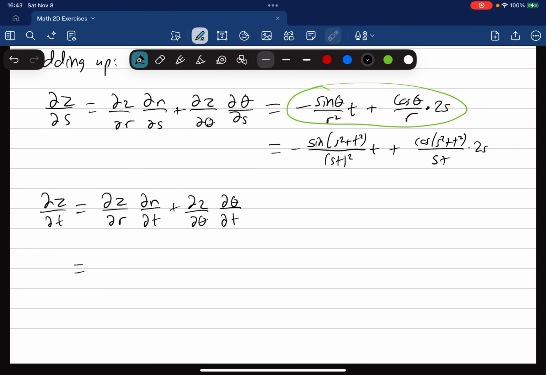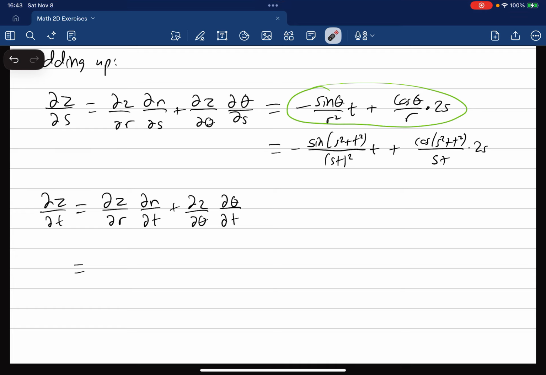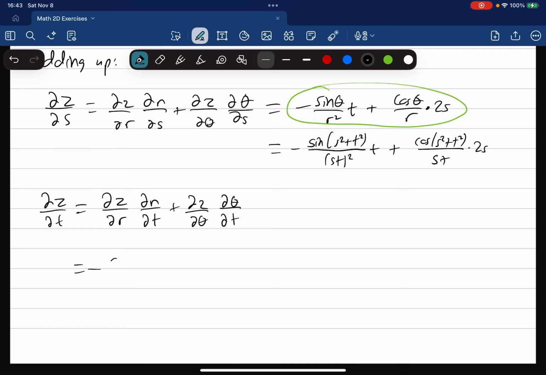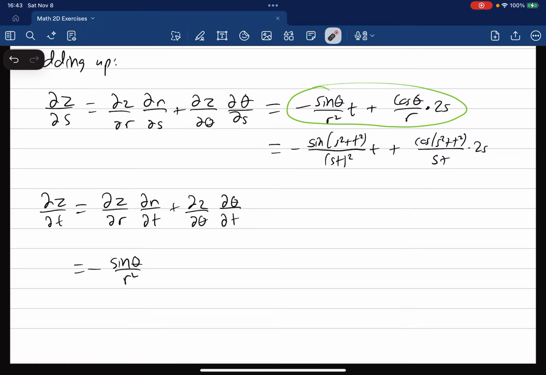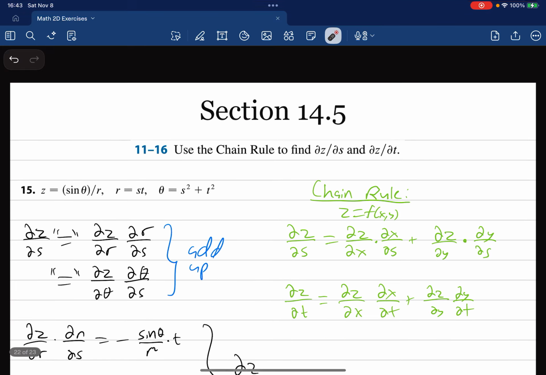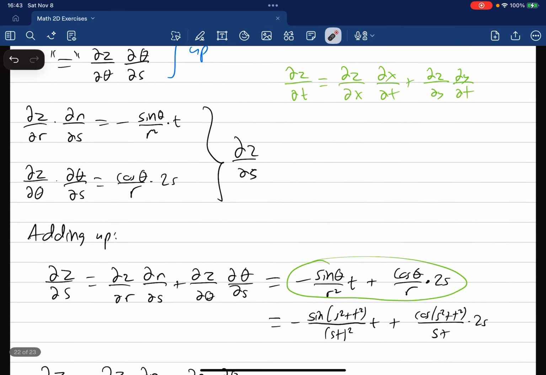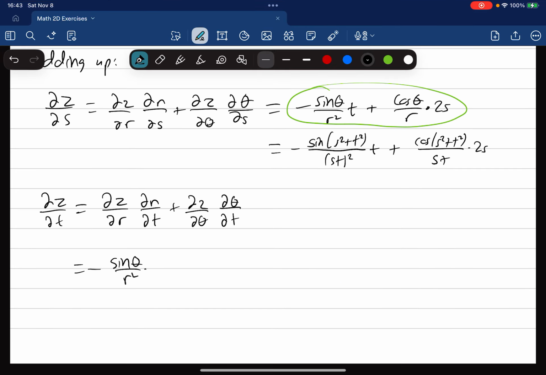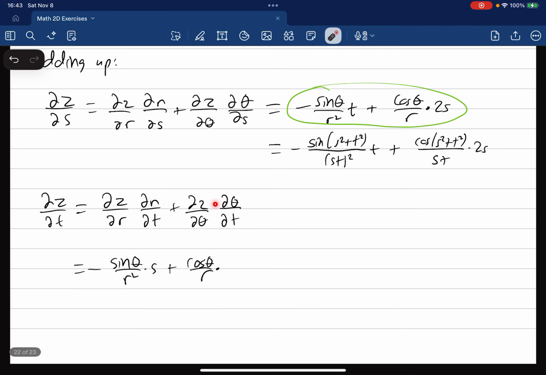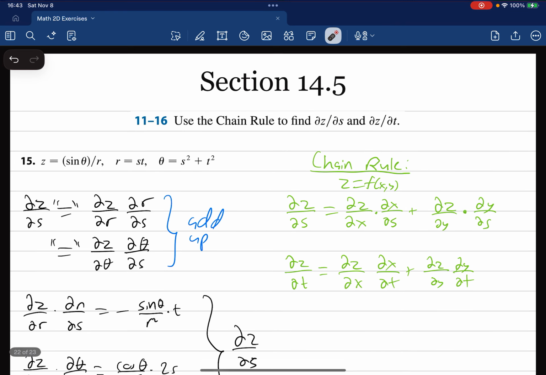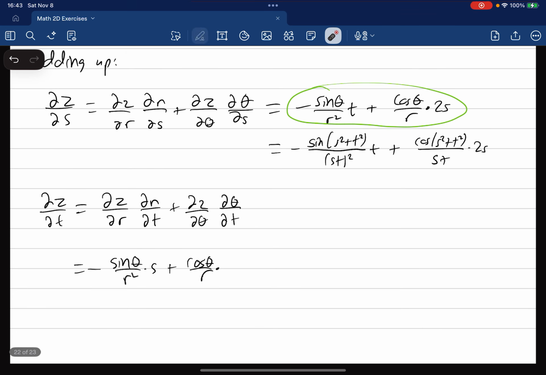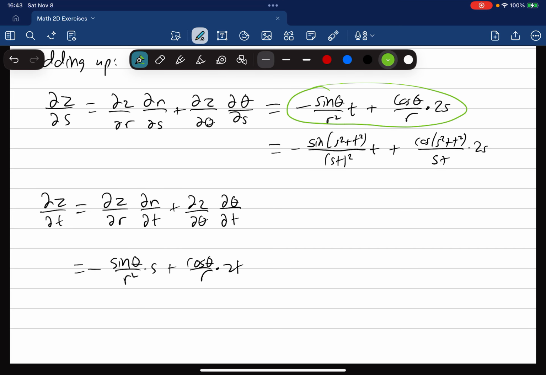But again, we know what these derivatives are. First one is just negative sine theta over r squared. And now partial r with respect to t, it's not hard to see that's going to be s. And then we still have our cosine theta over r. And then partial theta with respect to t now will just be 2t. And that gives us our second partial derivative.